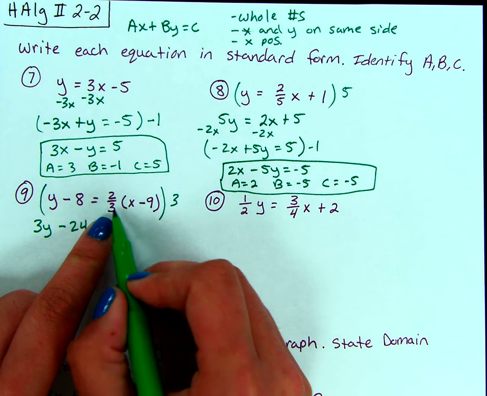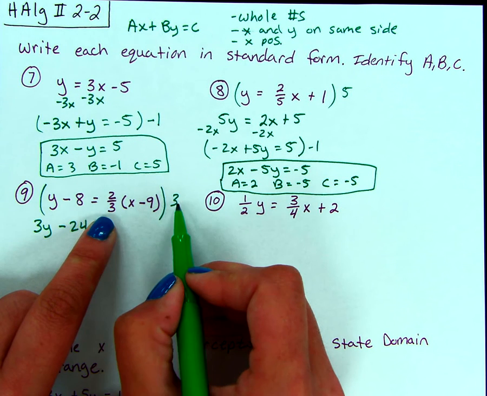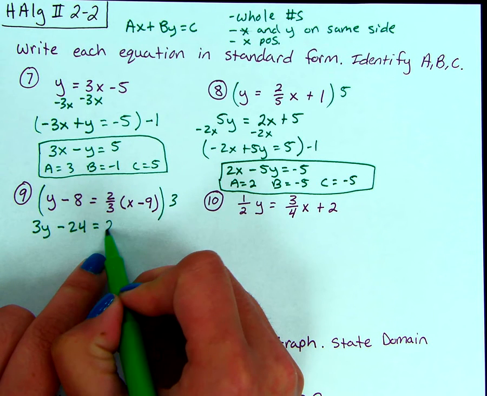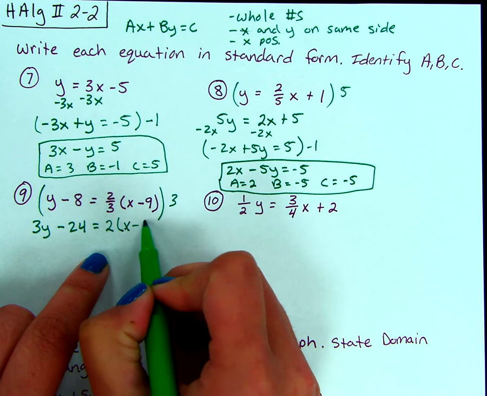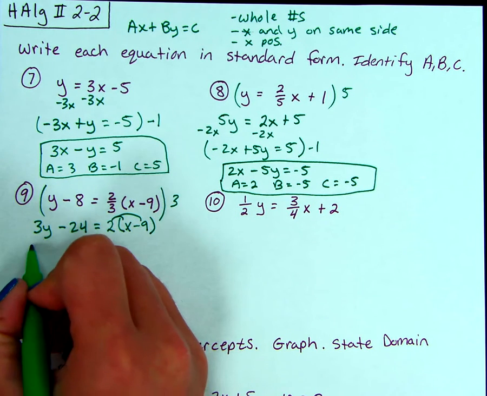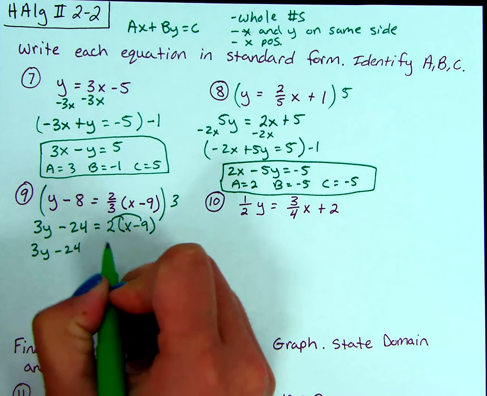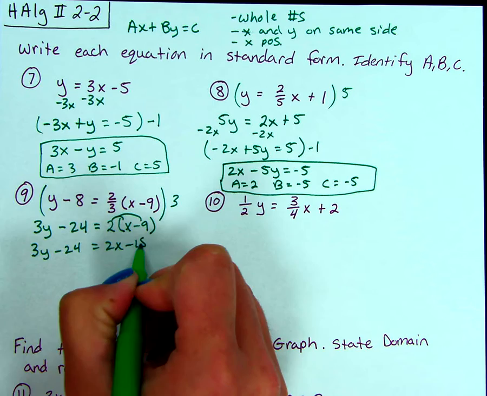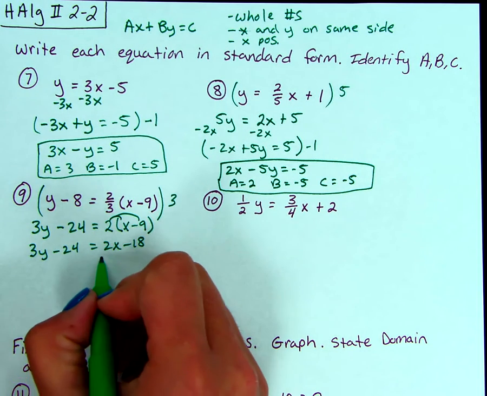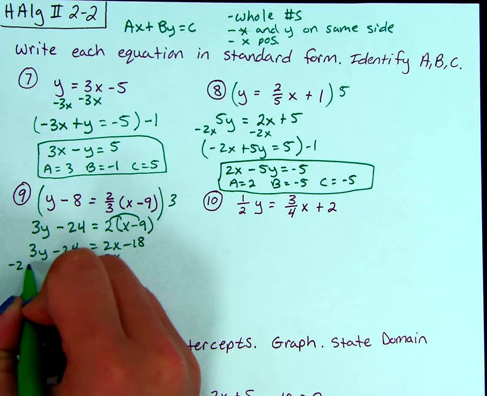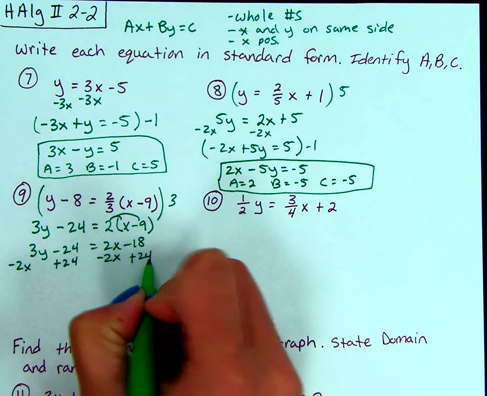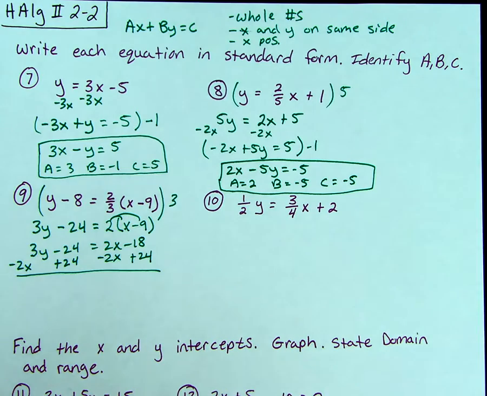So 2/3 times 3. So we would take 2 times 3 to get 6. 6 divided by 3 is 2. So now this becomes 2 times the quantity of x minus 9. Okay. So now we can work on distributing in. So 3y minus 24 equals 2x minus 18. And then we want x and y on the same side, numbers on the other, so I'm going to subtract 2x. And at the same time, I'm also going to add this 24 to both sides. So that will kind of save us a step here.